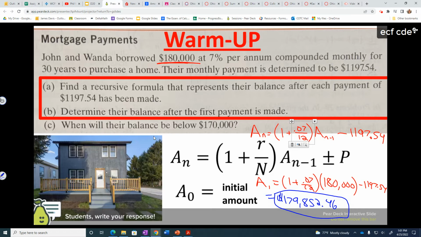This u of n is where you're going to type in your sequence. And the u is the same thing as like the a would be. So u of n essentially means a of n. Calculator chooses u instead. So we're going to type in our equation. It's going to be parenthesis 1 plus parenthesis 0.07 divided by 12. And close your parenthesis twice. So that's the interest part.